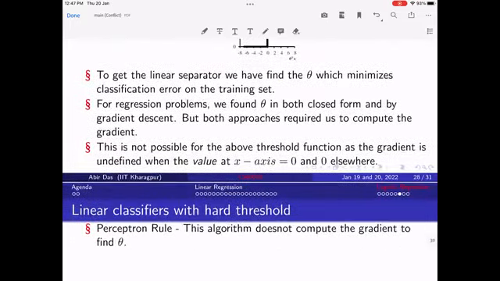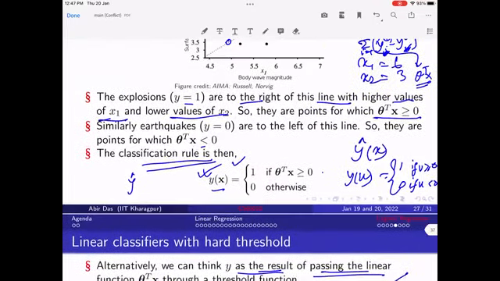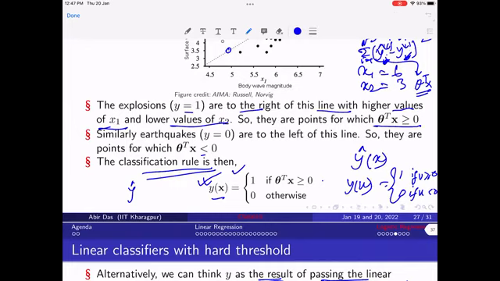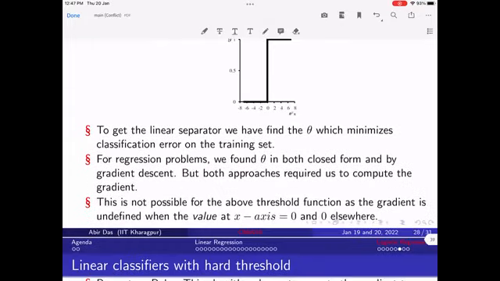Now, as I said, the recipe we saw for minimizing the error sum of squares is basically this, what I wrote. Now, to get a linear separator, I said somebody gave you the linear separator. So how do you get that linear separator? How do you get those theta values? We have to find theta which minimizes this classification error on the training set. That's what the y hat minus y square and sum is.